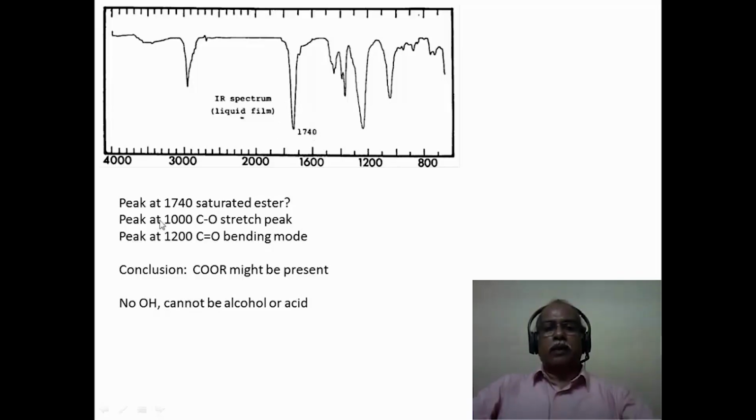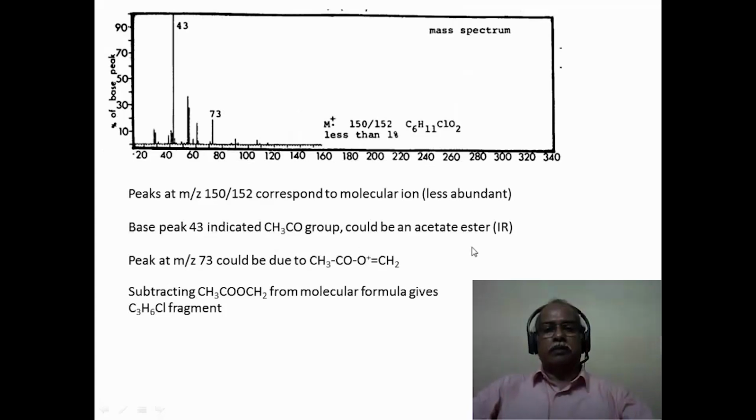Around 1000 there is a fairly intense peak, which could be because of a C single bond O stretching frequency, and the broad intense peak around 1250 or so might be because of the carbonyl bending mode of this compound. The conclusion is that an ester group may be present, mainly because you have a 1740 signal and there is no OH signal, which is very important. No OH, so it cannot be an alcohol or an acid for sure. So it could probably be an ester kind of functional group in this system.